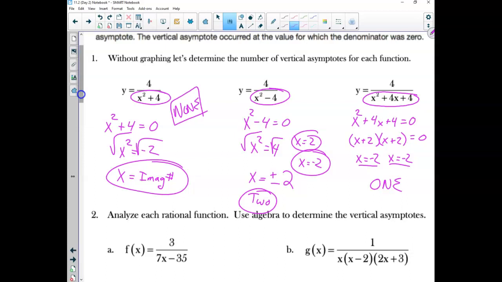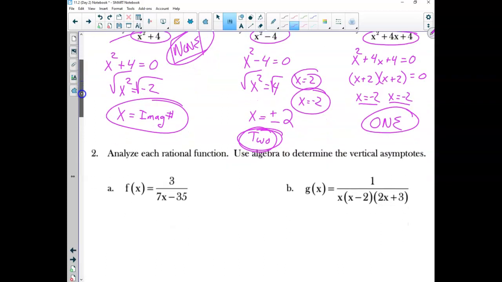So what I would like you to do after seeing those examples, we're going to have none, 2, we might have 1. It's actually possible to have more than 1. It all depends on what degree the denominator is. So if I have an x to the 3rd down in the denominator, I could have as many as 3 vertical asymptotes. If it's an x to the 4th, I could have as many as 4 vertical asymptotes using the fundamental theorem of algebra that we learned earlier this year.